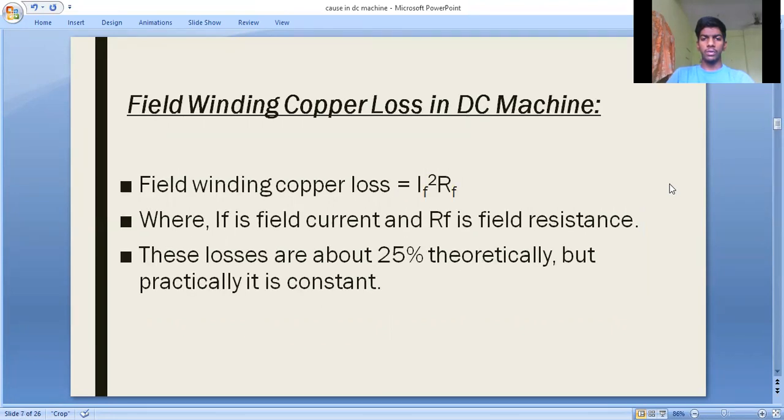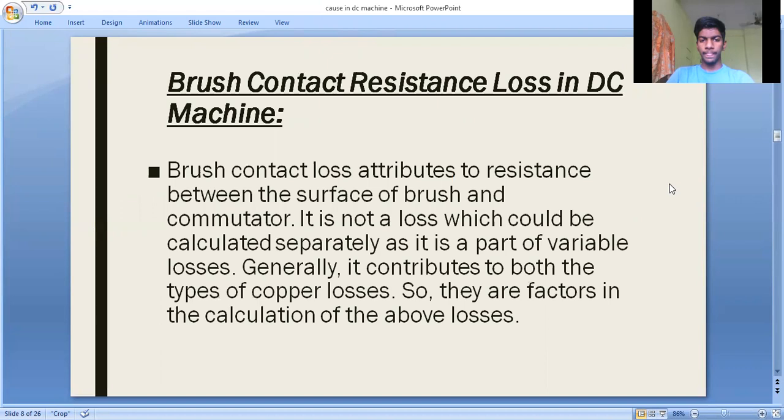Field winding copper losses in DC machine. Field winding copper loss is equal to If squared Rf, where If is the field current and Rf is the field resistance. The losses are about 25% of full load losses theoretically, but practically it's constant.